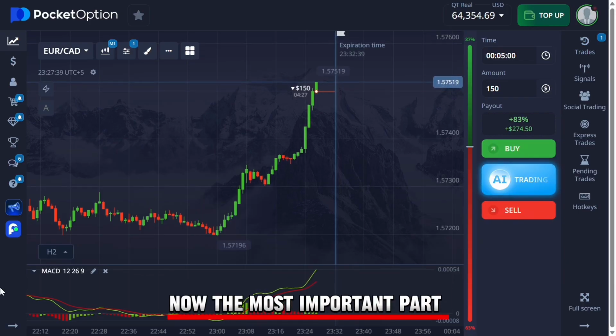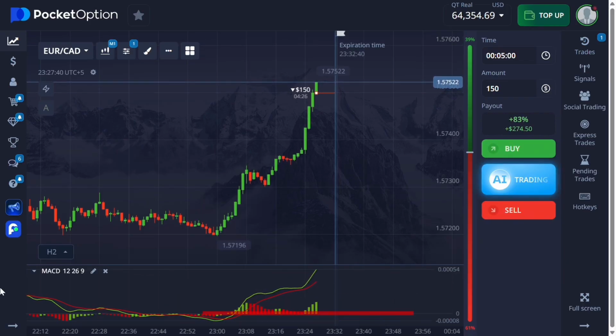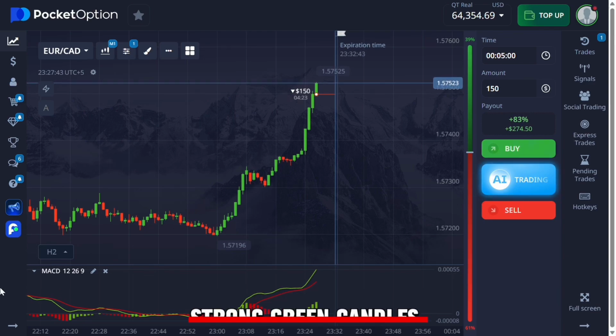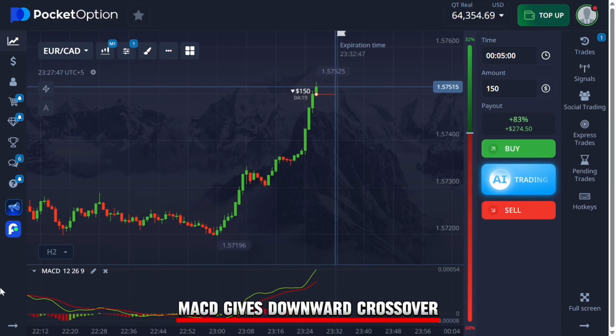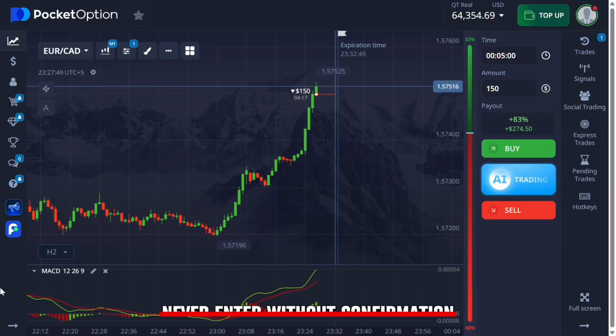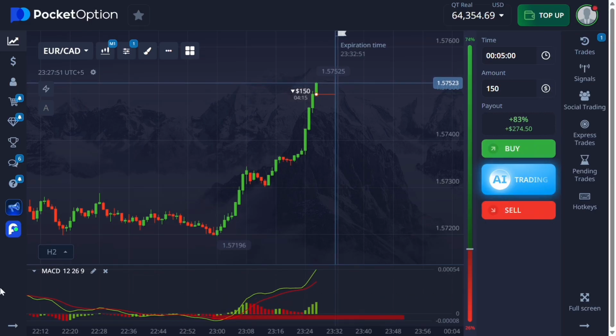Now the most important part, buy entry. Trend is upward, MACD gives an upward crossover, strong green candles. Sell entry. Trend is downward, MACD gives a downward crossover, strong red candles. Never enter without confirmation. Now we wait for the result.